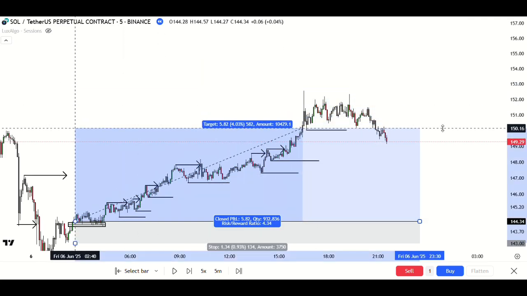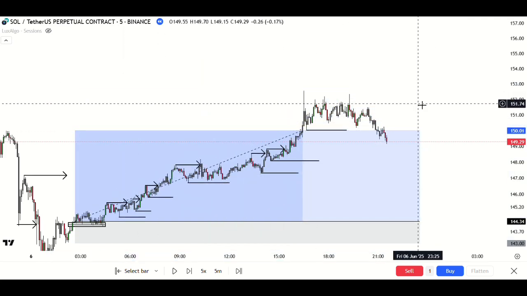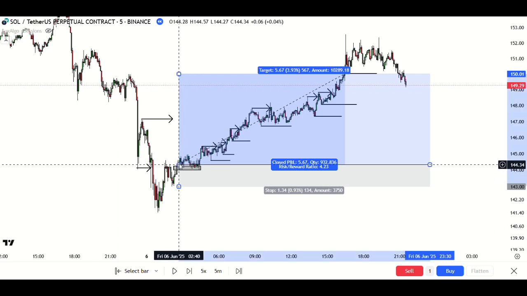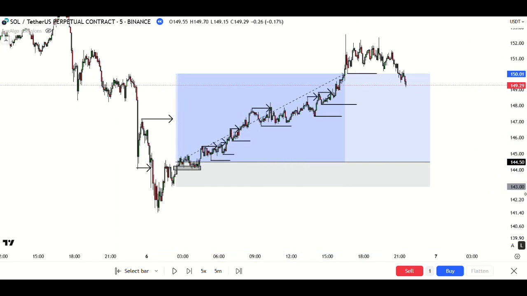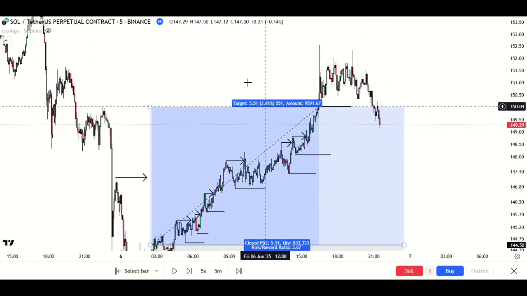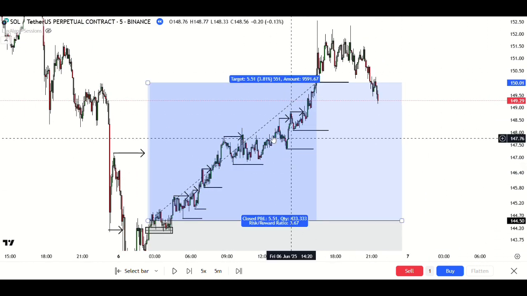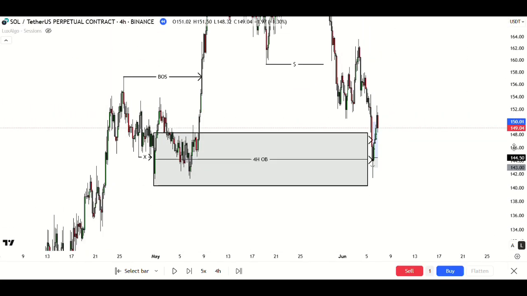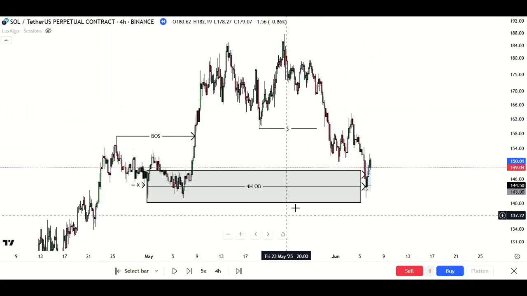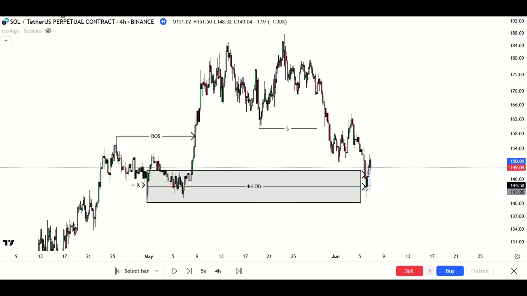But again, I'm in for a 4 hour. My entry was probably a bit higher, somewhere around here. Yeah, I secured like 3.7R. But again, this is how I took this trade based off the confirmation setup of this 4 hour block.